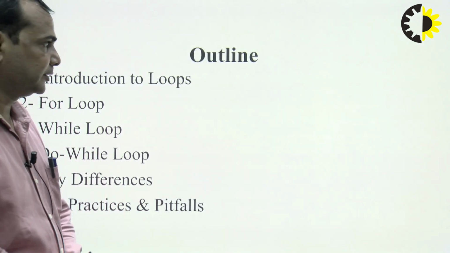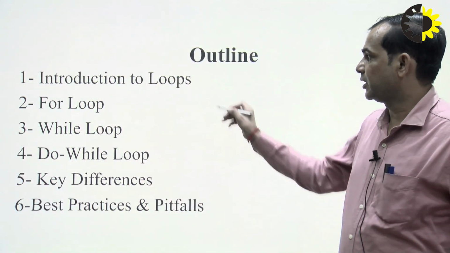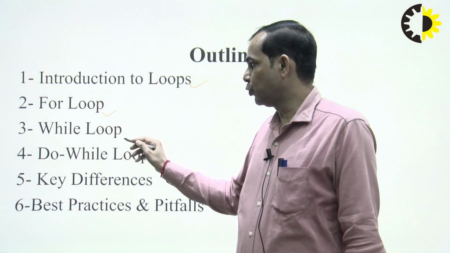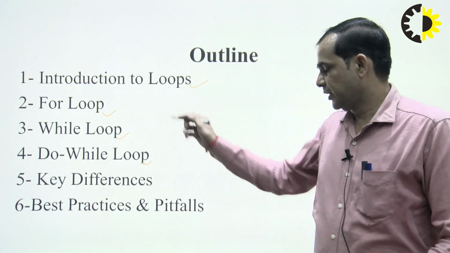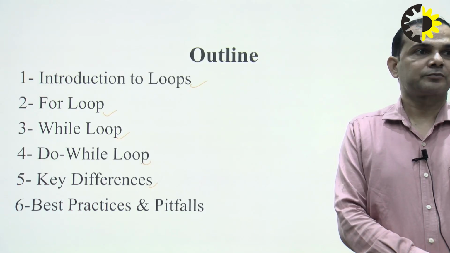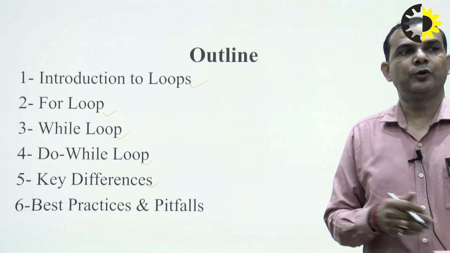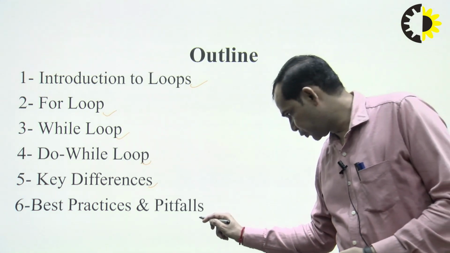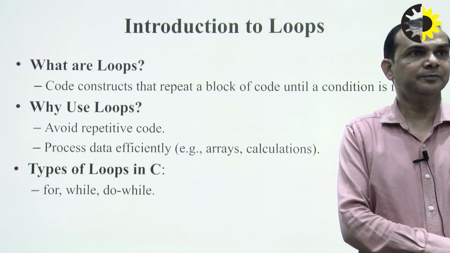So these are some basic outlines. Firstly, we will discuss the loops. Then we will discuss one by one what is a for loop and when we use it, what is a while loop, what is a do while loop, and then the difference between the for loop, while loop, and do while loop. After that we will do some practice and look at some pitfalls. We will type some patterns and print them, and we will start one by one.